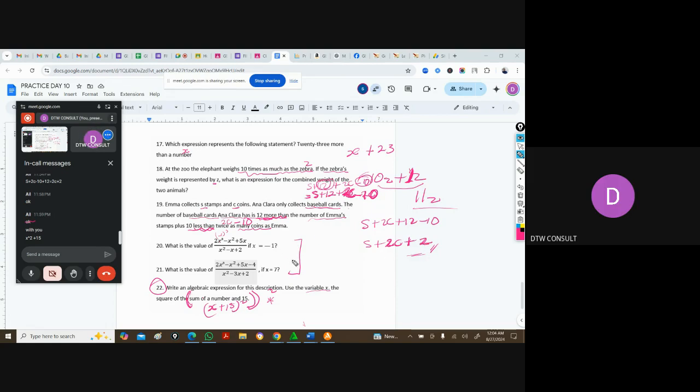Please, when you all do this, put it on the WhatsApp group. Let me see your solution on the WhatsApp group, for 20 and 21. Yes, 20 and 21. All right, Sikra.